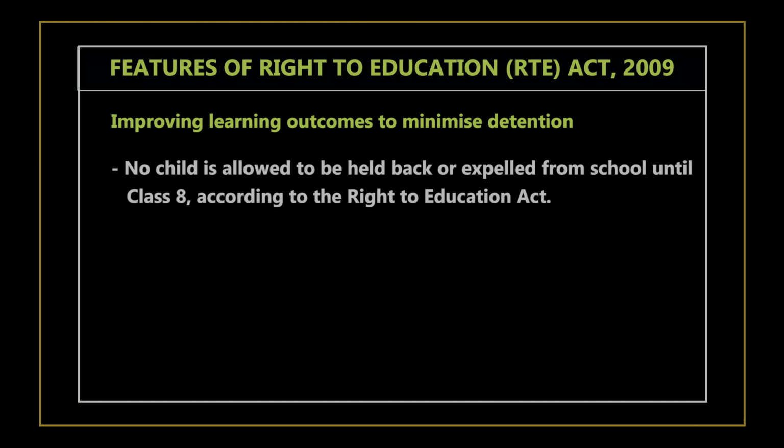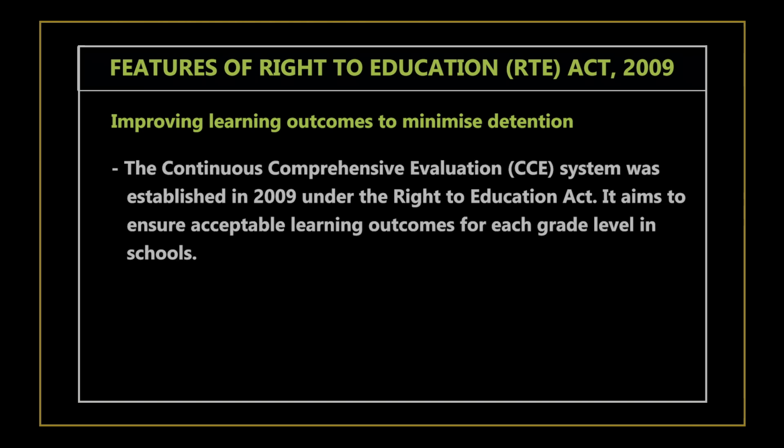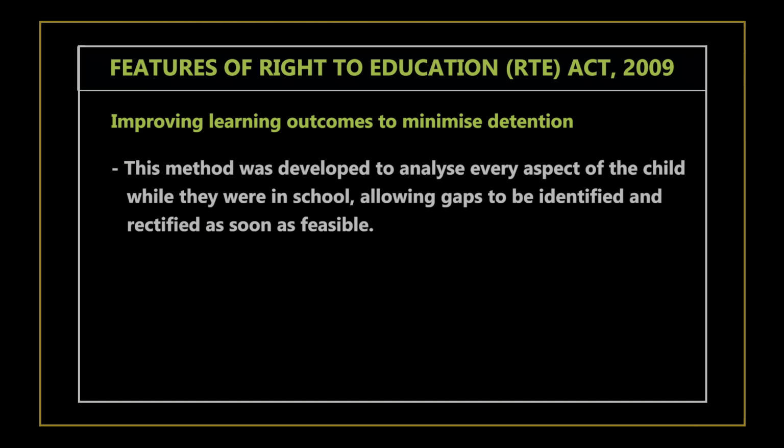No child is allowed to be held back or expelled from school until class 8 according to the Right to Education Act. The Continuous Comprehensive Evaluation, CCE, system was established in 2009 under the Right to Education Act. It aims to ensure acceptable learning outcomes for each grade level in schools. This method was developed to analyze every aspect of the child while they were in school, allowing the gaps to be identified and rectified as soon as feasible.